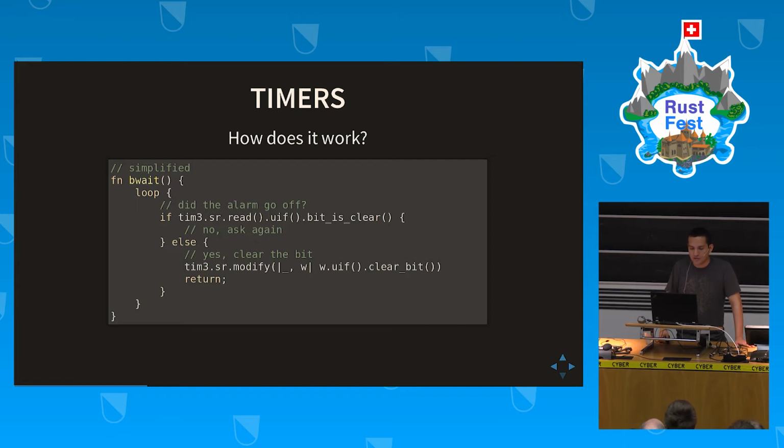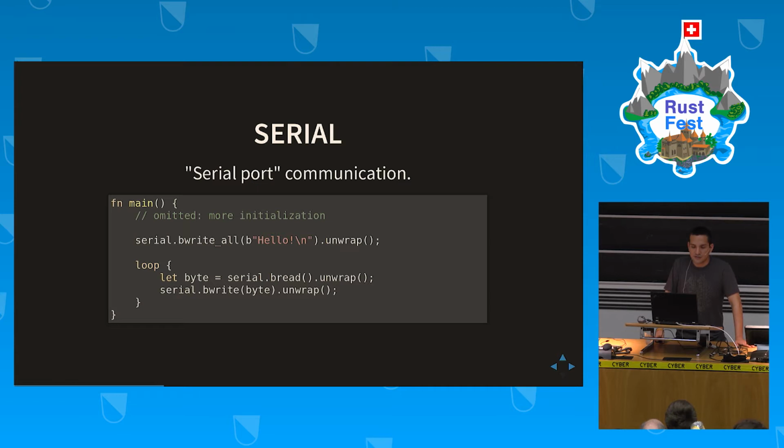This approach is called busy waiting because the processor will be continuously polling a register. It's a wasteful approach to do I/O, but it gives us the delay we want. Another peripheral I'll be using is called serial, which stands for serial port communication. And serial port communication is this interface that lets you exchange data between two endpoints. At any given time, each endpoint can send data to the other side.